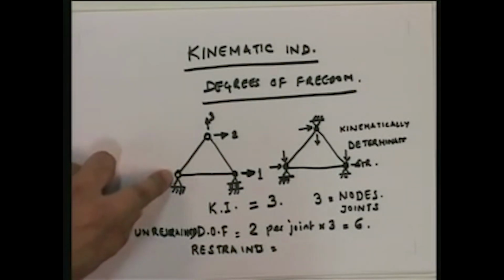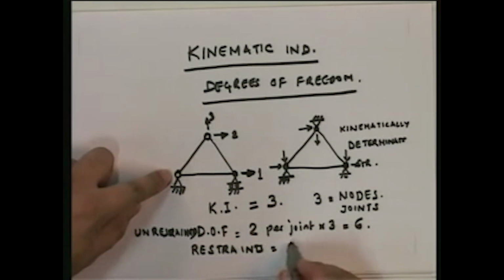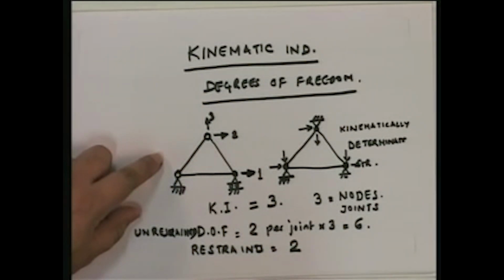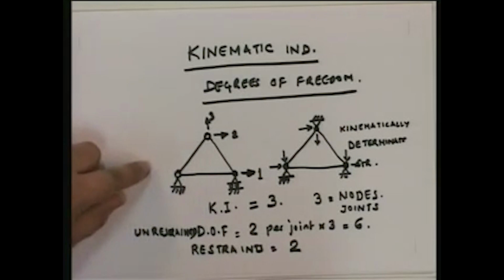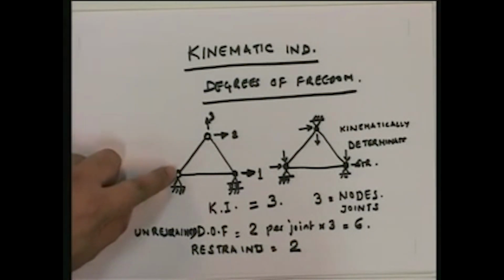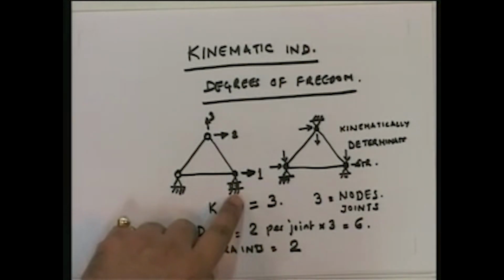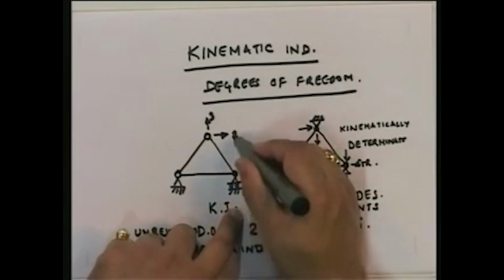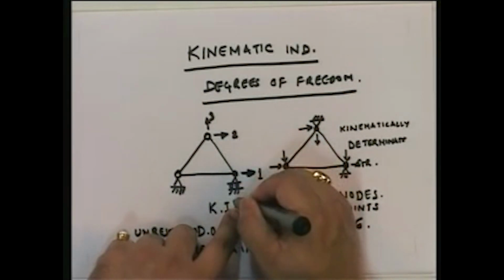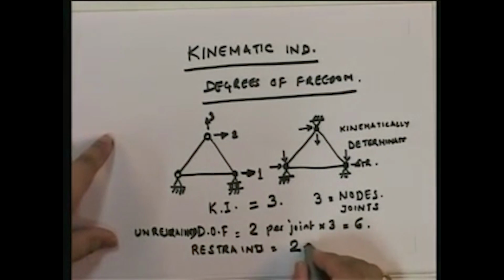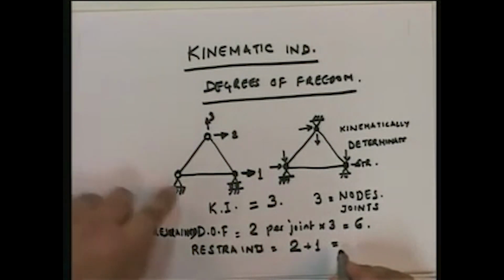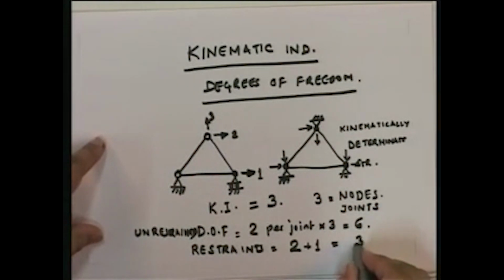Restraints. At this node, a hinge will have 2 restraints. What are the 2 restraints? It stops it from moving vertically. It also stops it from moving horizontally. So it does not allow this joint to go anywhere. So it gives 2 restraints to this joint. Okay, what about this joint? This kind of roller joint. How many restraints does it give? It gives exactly 1. It restrains the vertical motion of this joint. Okay, it gives 1. And 1 meaning 2 plus 1. So the total number of restraints in this is 3.